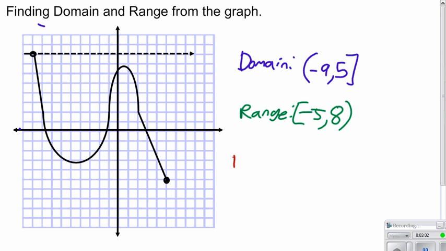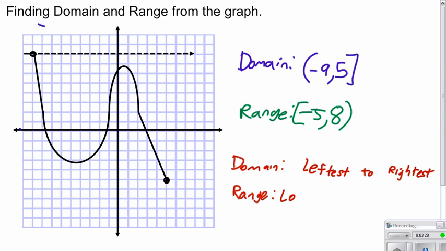So just remember, domain is leftist to rightist, and range is lowest to highest. If you remember that, that's all you need to know for getting domain and range from a graph.